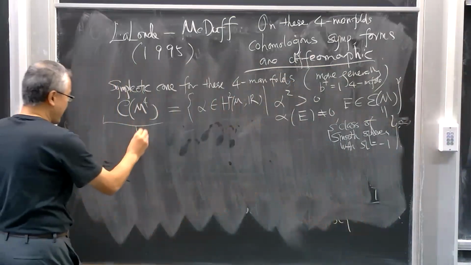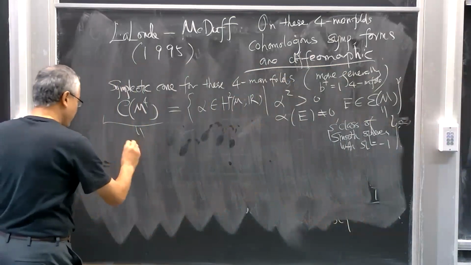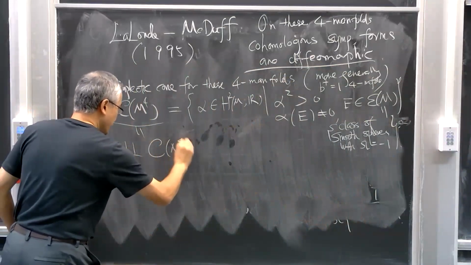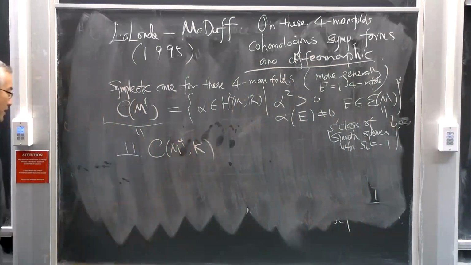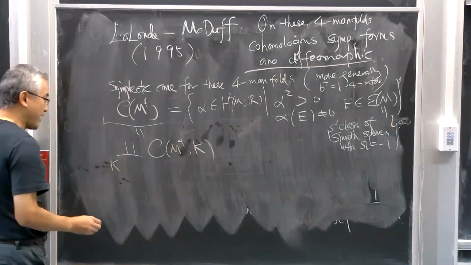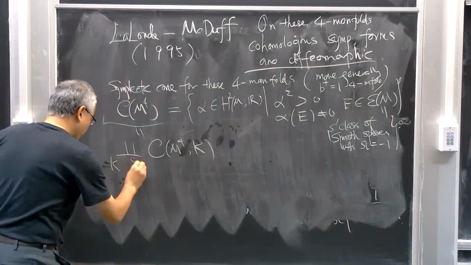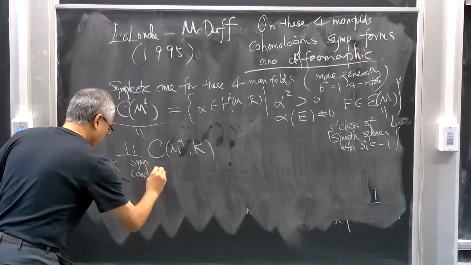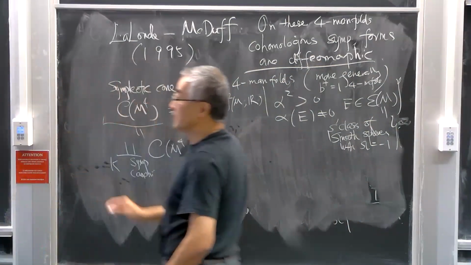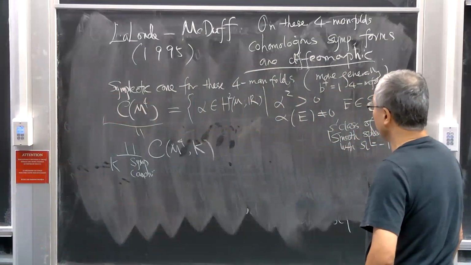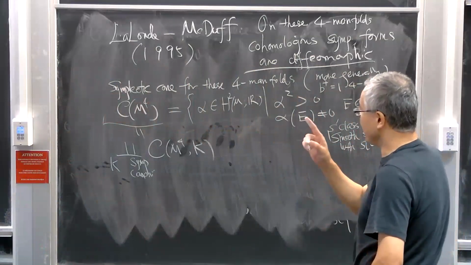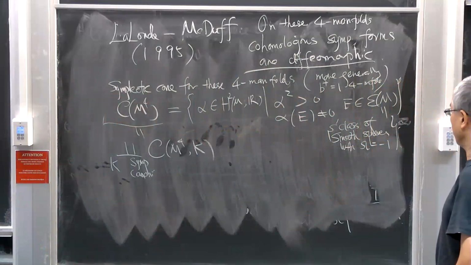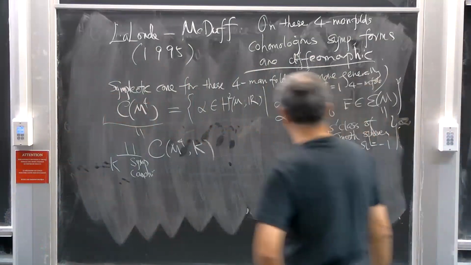In fact, it's often convenient to present it as disjoint unions of subcones. So here K, what's K? K ranges over all possible symplectic canonical classes. Sorry, you're allowing the area of the exceptional sphere to be negative as well? Say it again, sir. You're allowing the area of the exceptional spheres to be negative as well? Yeah, it could be negative, yes.